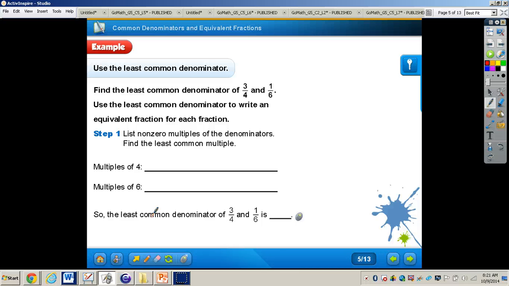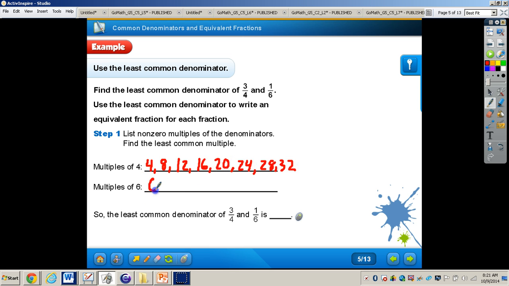Okay, so the first thing we want to do is list non-zero multiples of the denominators and then find the least common multiple. So we'll start with 4. The first 8 of these: 4, 8, 12, 16, 20, 24, 28, and 32. You just skip count.